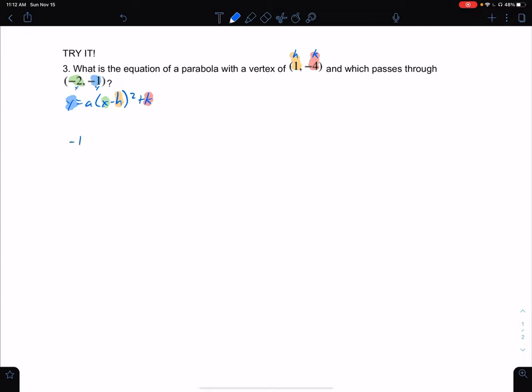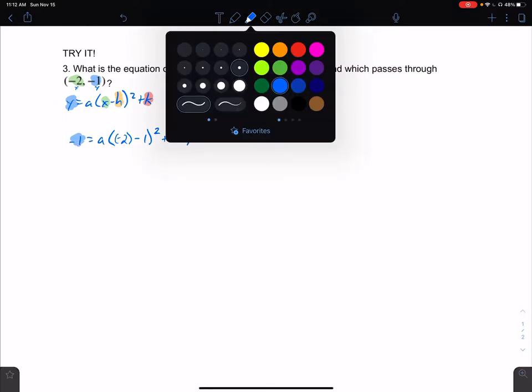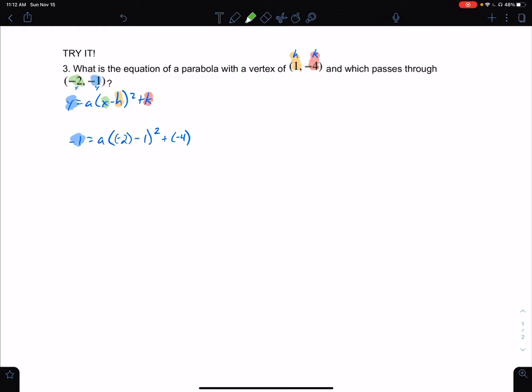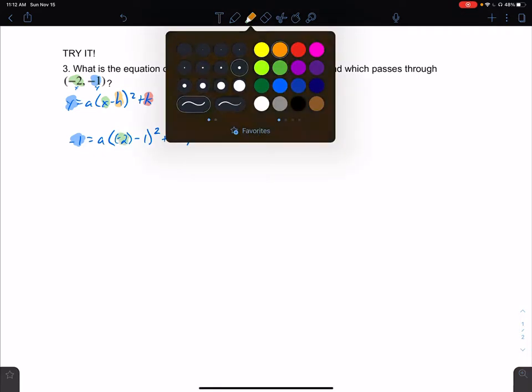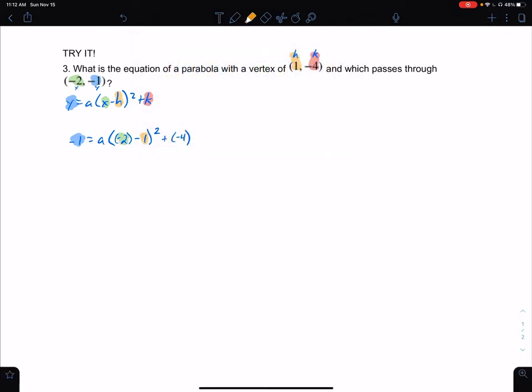So Y would be -1 is equal to A times X is -2 minus H, which is 1, and then K is -4, so plus -4. Let's keep this color coordinated, or color coded, so we can keep track of everything. H was our 1 value, and K was -4. So good, everything's plugged nicely.